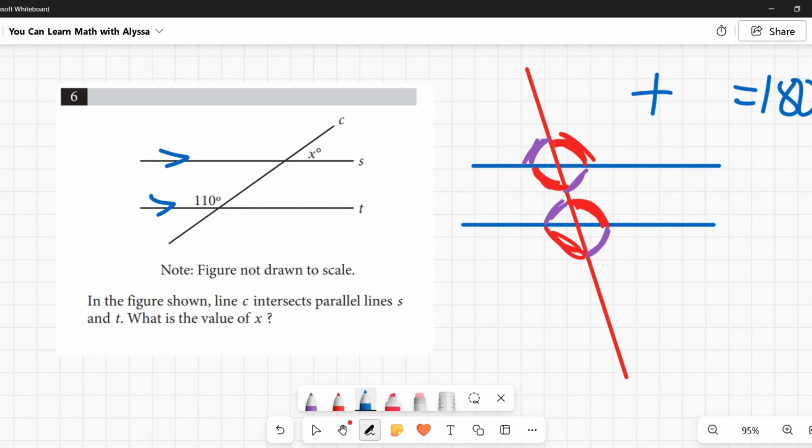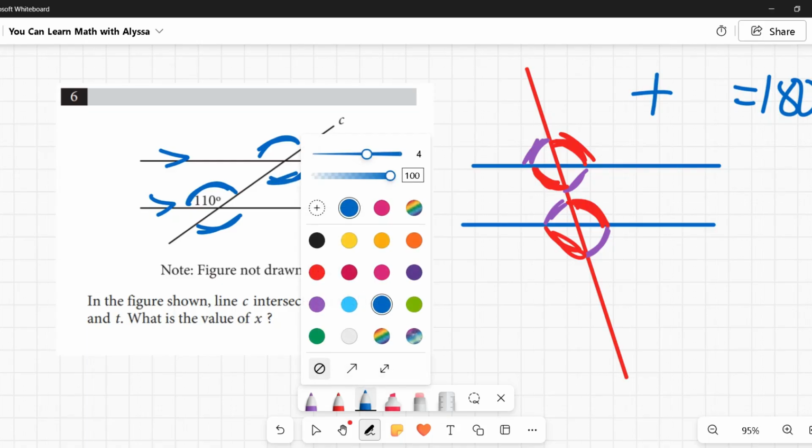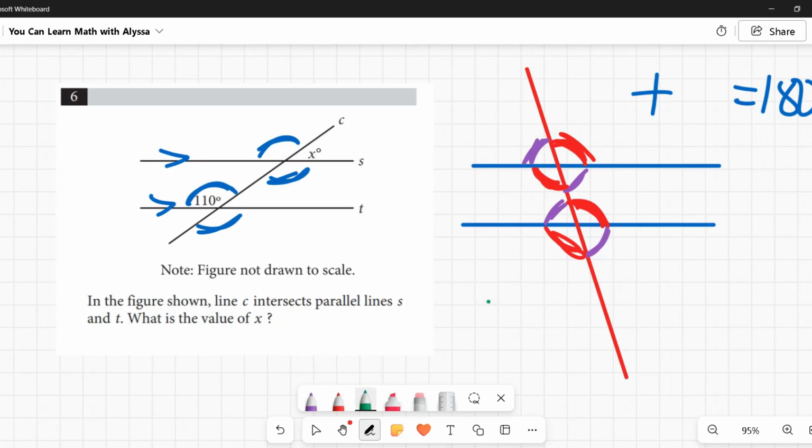We are given this thing where we have line C crossing the parallel lines S and T. This one, I'm going to draw it, make this a blue and a blue. That matches this blue and blue. And let's go green. Green and green matches. I'm trying to make these a little thicker so they stand out more. Green and green. Okay.